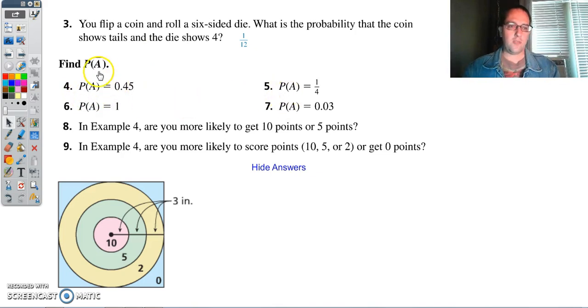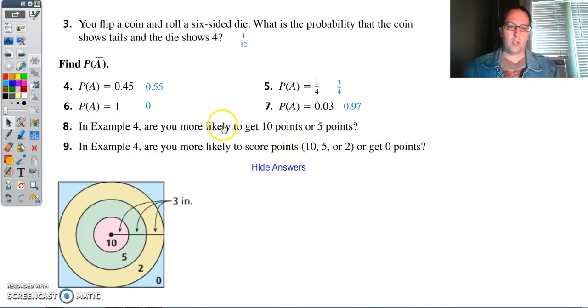All right, on these next 4, it wants us to find the probability of not A. So we have the probability of A is 0.45. We want not A, so it's 1 minus 0.45, which is 0.55. Here, we want the probability of not A. A is 1/4, so 1 minus 1/4 is 3/4. 1 minus 1 is 0, and 1 minus 0.03 is 0.97. And you could have these as percents, and that would be fine too.